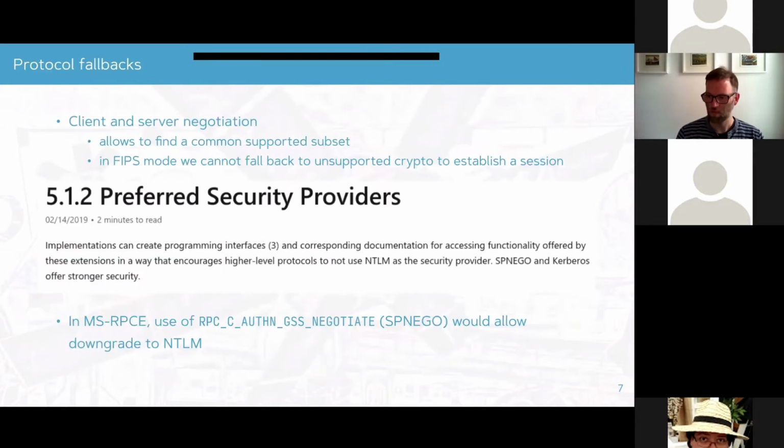So, for example, of course, the specifications say that you should try to use better providers and better extensions that encourage using better security. But in RPC, for example, if you specify SPNEGO, that would formally allow a downgrade to NTLM. Of course, the server may deny it, but it needs to have the logic to deny it.